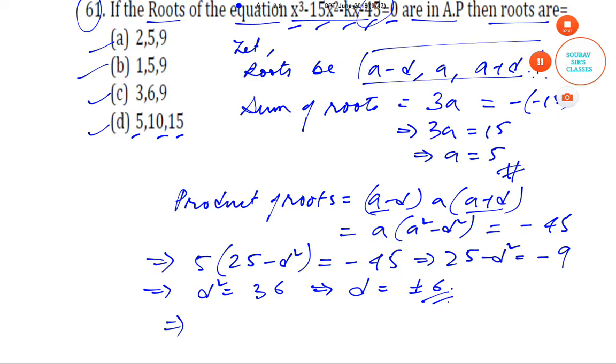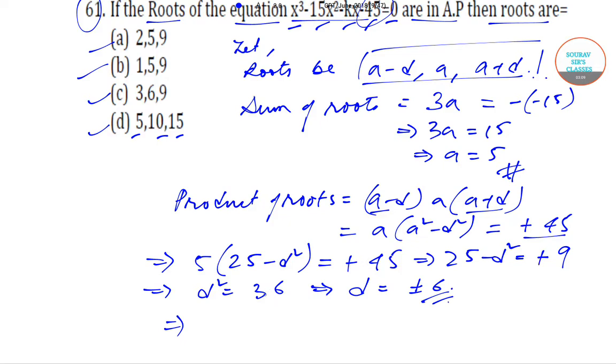Okay, there was a mistake that I committed. I took the product of roots as minus 45, but that was not the case. It was plus 45, since the product of the roots is the negative of the constant term. So this will be equal to plus 45, and again we have 9 over here.